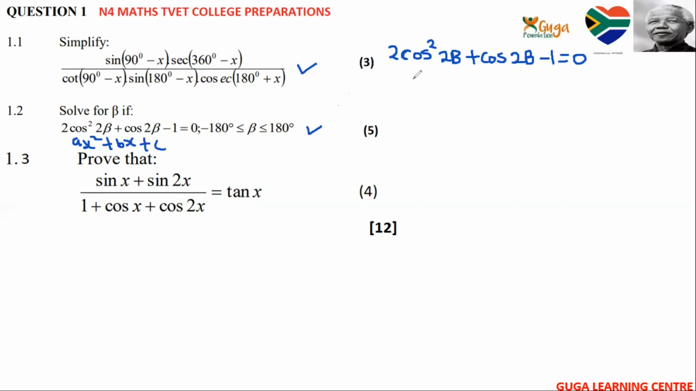Okay, so now here we're going to use the k rule. So now let's start by saying let k is equal to cos 2b, because cos 2b is appearing twice there. It will mean that if k is equal to that, we're going to replace there. So we're going to have 2k squared plus k minus 1 is equal to 0, just to simplify our lives, right?